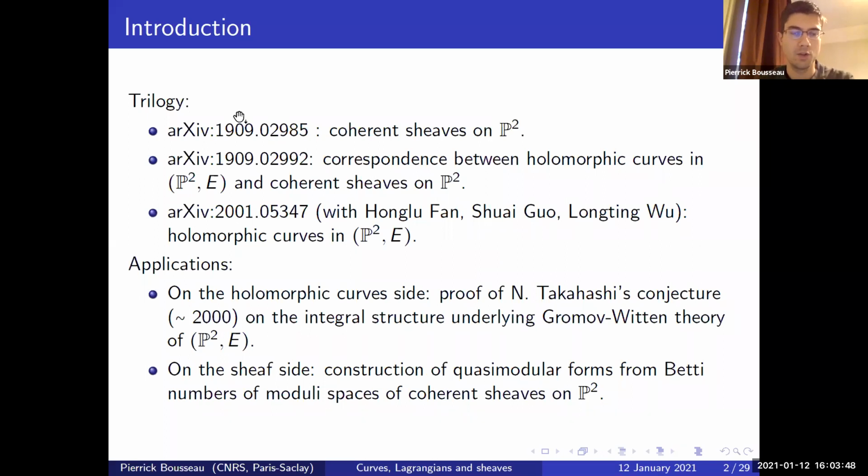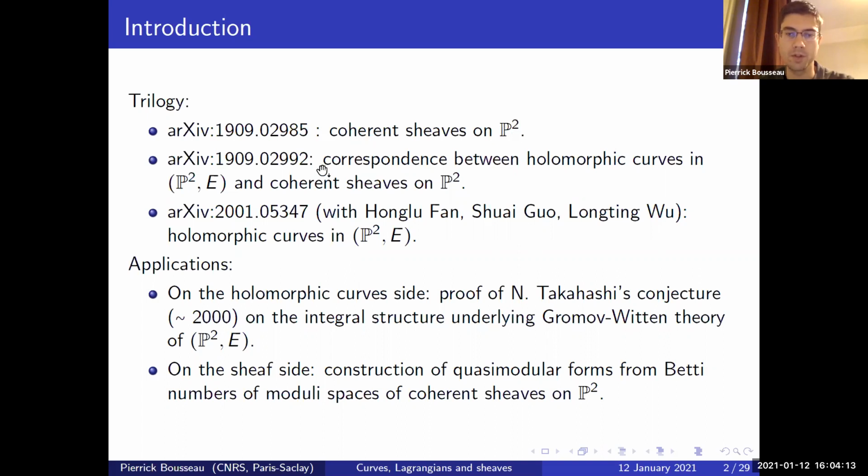Okay, so this talk will be based on a series of papers which are already 1 year old, and it's not a fully derived story, but there are some derived aspects to it, so I hope it's appropriate for this seminar. So in this series of papers, one of them was about coherent sheaves, derived categories, stability conditions on the complex projective plane, on P2.